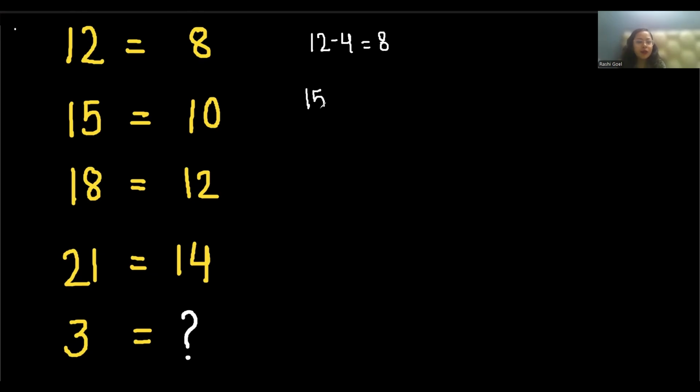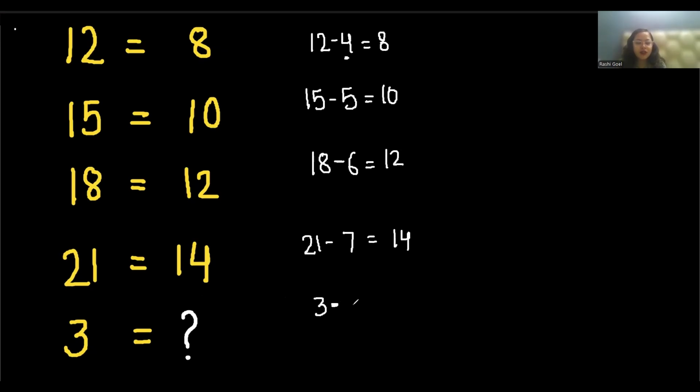Now, if I subtract the successor of 4 from 15, that is 5, so I'll get 10, right? Similarly, 18 minus the successor of 5, which is 6, is 12. 21 minus the successor of 6, which is 7, is 14. So 3 minus the successor of 7, which is 8, that is negative 5. So what replaces the question mark? Negative 5.